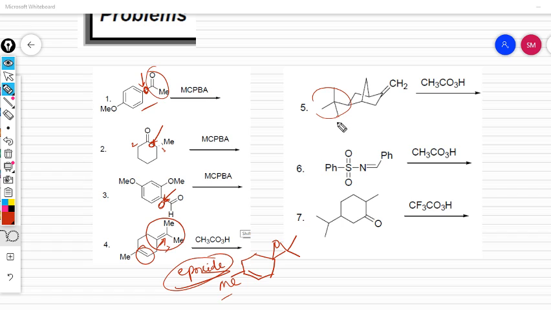But it will not give any steric hindrance. If it is on the below side, it is going to give steric hindrance. So attack on the epoxide from the above side is going to happen, and the following epoxide will be formed. So the final product will be this.